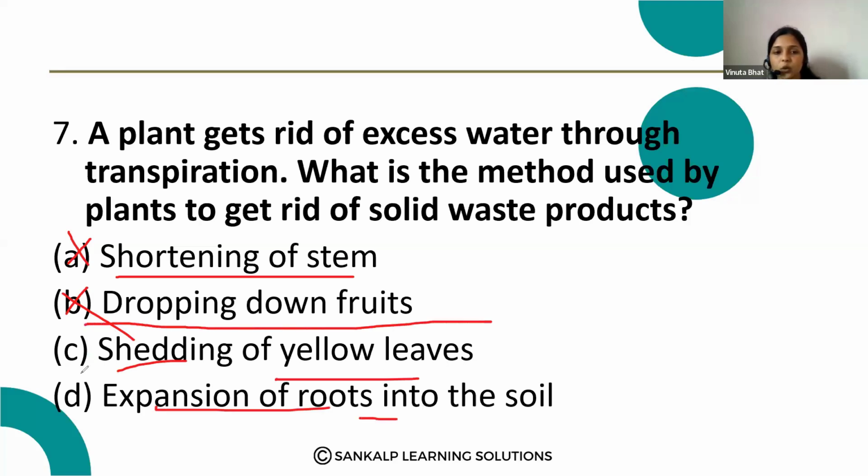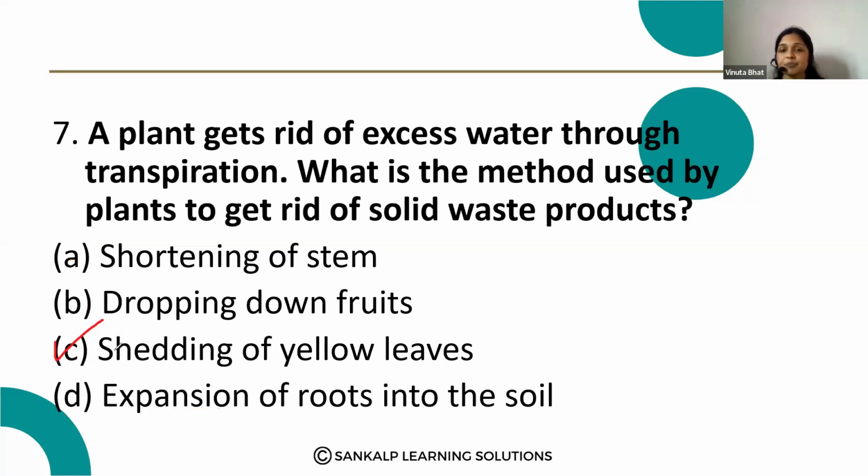Shedding of yellow leaves means some waste products are stored in the yellow leaves and they are removed by shedding of these leaves. So the correct answer is option C, shedding of yellow leaves.